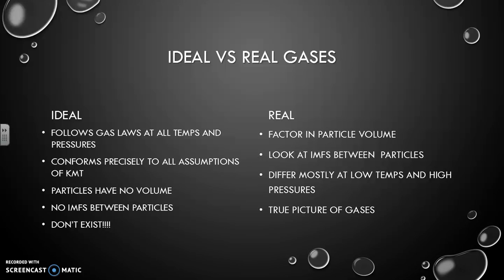So for real gases, we have to factor in particle volume. We have to look at the attractive forces between the particles. They differ mostly at low temperatures and high pressures, and real gases are a true picture of what gases do. Since no gases are really ideal, they come close to behaving like an ideal gas at low pressure and high temperature. And so that's why we use the ideal gas law to help us predict the behavior of gases at low pressures and high temperatures.